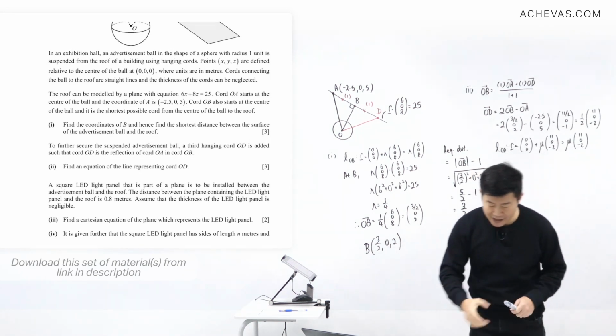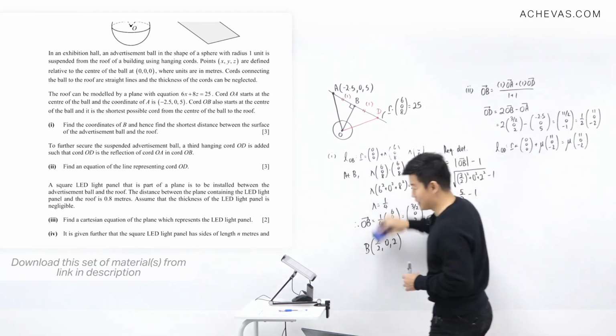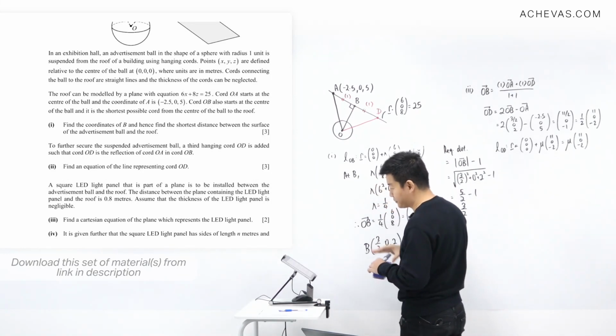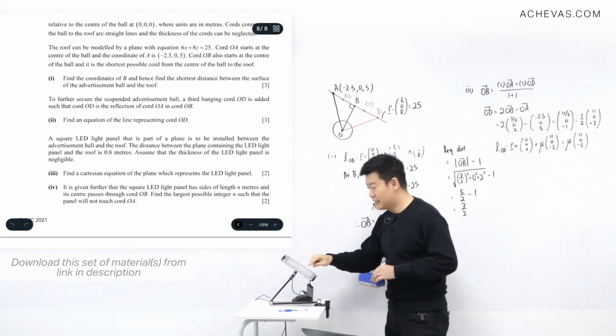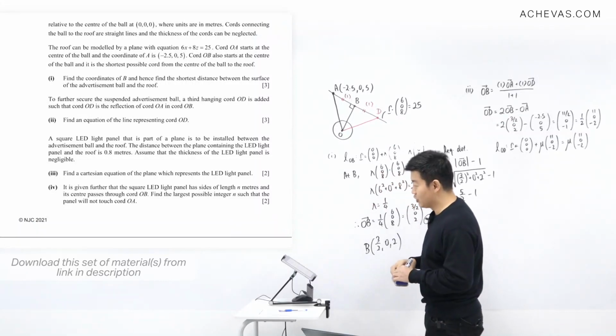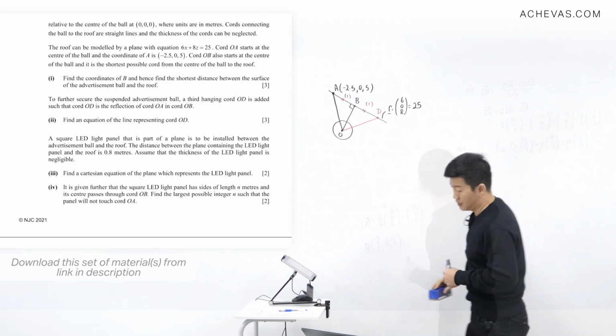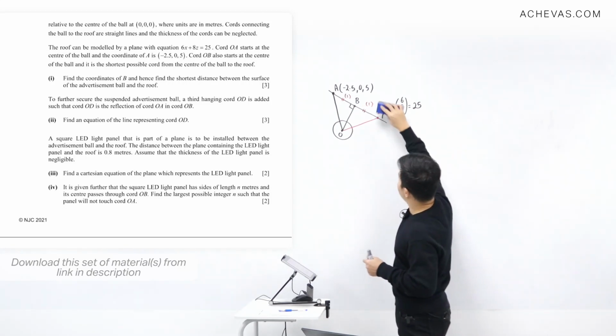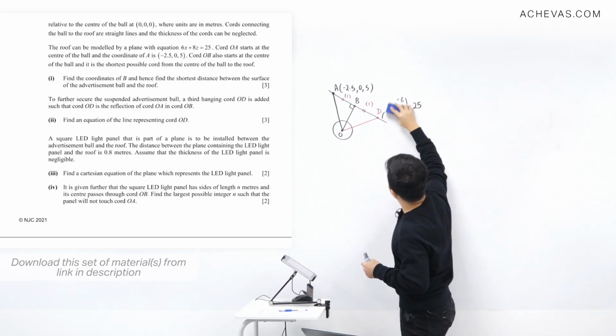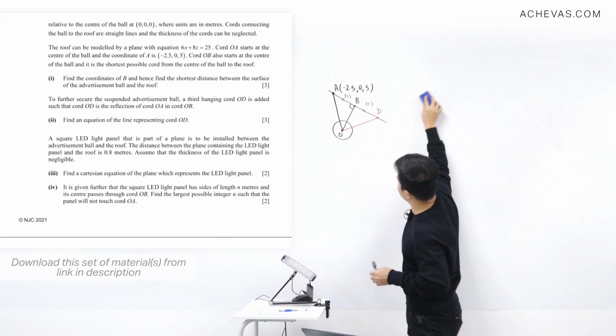Next, we have this LED, what is this? This LED light panel that is going to be squarish. Okay, let me just erase this first. Okay, let me write down the information that we have so far. Let me shift this a little bit.